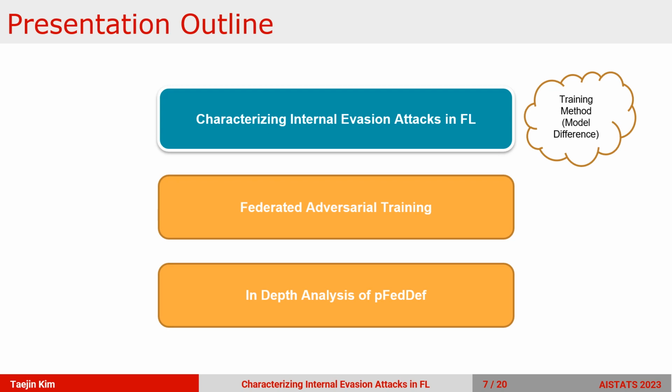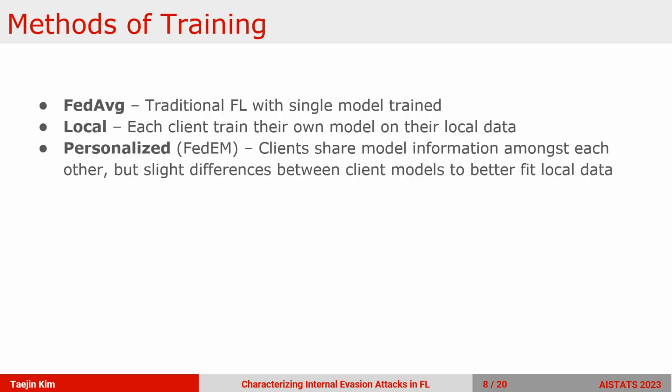First, we'll characterize internal evasion attacks in federated learning and other methods of distributed learning to see how model difference impacts evasion attack success. Then we look at a defense mechanism called federated adversarial training aimed to increase the innate robustness of the victim model. Lastly, we combine the two and come up with a defense algorithm named pFedDef, and we perform an in-depth analysis of it.